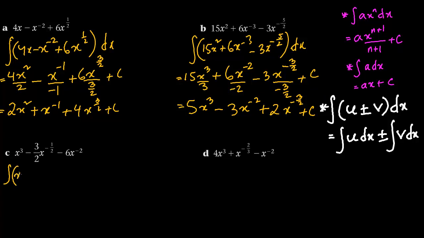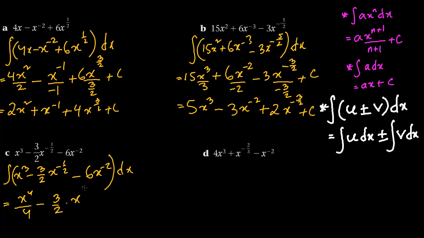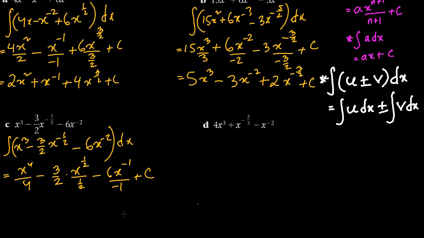We have to integrate x cubed minus 3 by 2 x to the power minus half minus 6 x to the power minus 2 dx. This turns out to be x to the power 4 by 4 minus, the constant is 3 by 2, x to the power minus half plus 1 is half, divided by half, minus 6 x to the power minus 2 plus 1 is minus 1, divided by minus 1, plus c, the constant of integration. That turns out to be x to the power 4 by 4 minus 3 by 2 divided by half, which is going to be 3, x to the power half, minus and minus cancels off and becomes plus 6 x to the power minus 1 plus c.